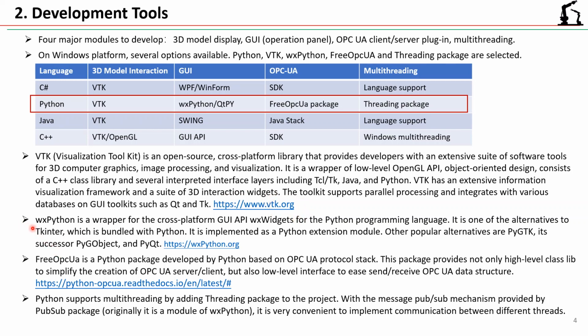For the software GUI, I chose wxPython. It's a wrapper of a cross-platform GUI API for Python programming. Initially, I chose Tkinter, which really gave me a lot of trouble, even though it is bundled with Python, but it has a lot of obsolete support. Eventually, I switched to wxPython.